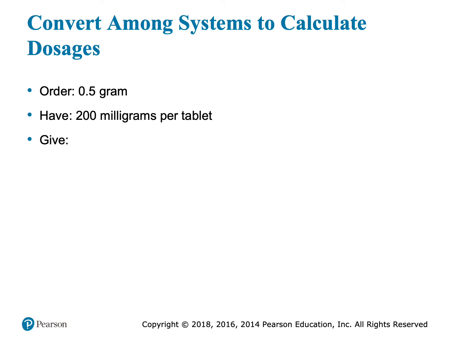So here's our second problem. The physician ordered 0.5 grams of a certain medication, and what we have on hand is 200 milligrams per tablet. All right, so again, the first thing that we want to do is dosage, have, and quantity. So the dosage, the have, and the quantity. Okay, so what is our dosage? Our dosage is 0.5 grams, right?